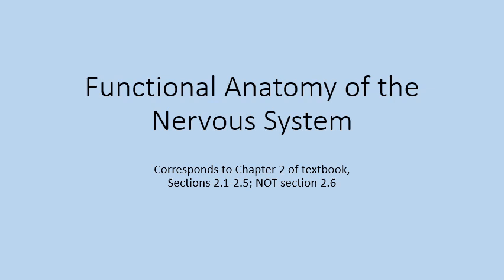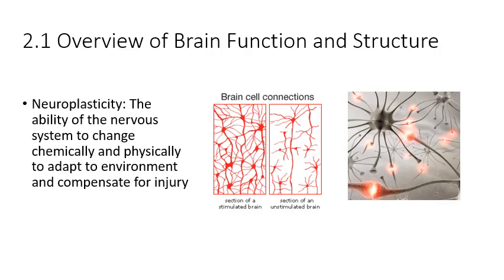This is Lecture 2, Functional Anatomy of the Nervous System, and we'll be covering sections 1 through 5 of Chapter 2. You don't need to read Section 6. Section 2.1, this is an overview of brain function and structure.